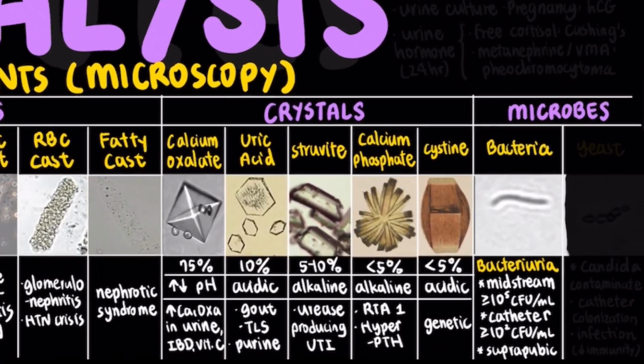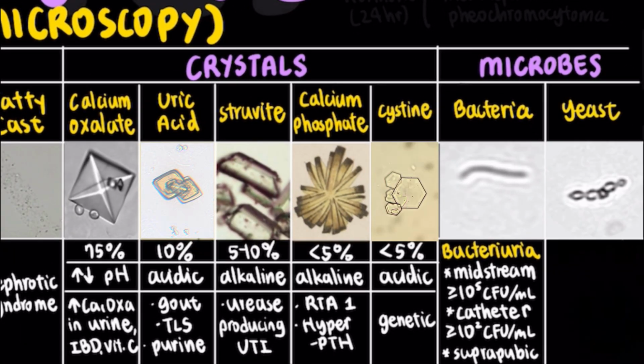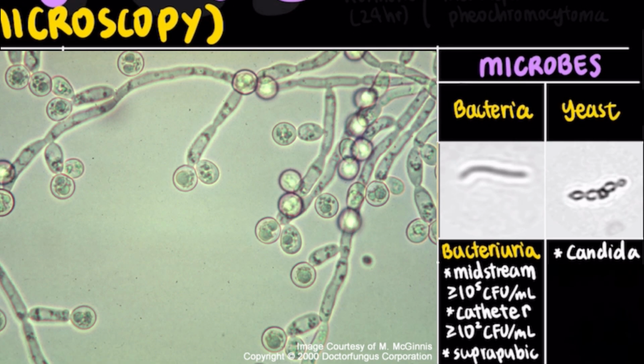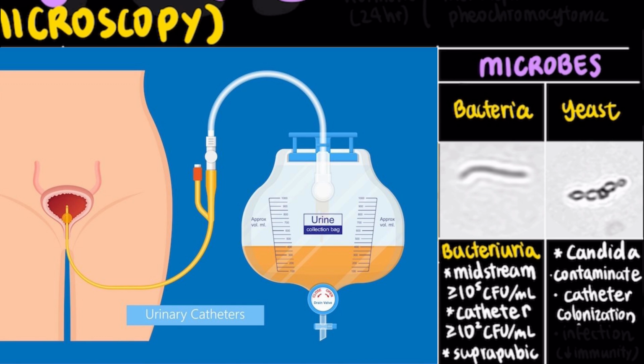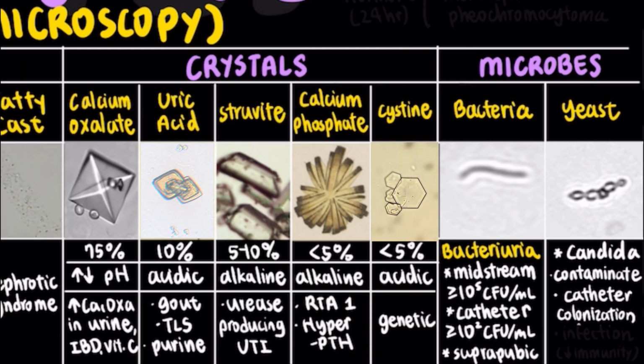In addition to bacteria, sometimes we also see yeast in the urine. The most common type is Candida, and its presence doesn't always mean infection. It could simply be contamination, especially in female patients where yeast from the skin or vaginal tract enters the sample. In patients with urinary catheters, yeast can also represent colonization of the catheter, not necessarily an active infection. But in certain situations like diabetes, immunosuppression, or recent antibiotic use, yeast in the urine can signal a true Candida urinary tract infection.